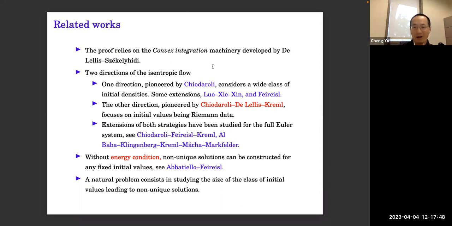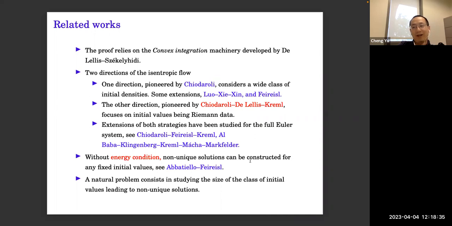Originally, the proof of this kind of problem relies on the convex integration tool developed by De Lellis and Székelyhidi. There are several directions for isentropic flows: one pioneered by Chiodaroli, and another pioneered by Chiodaroli, De Lellis, and Kreml. They focus on the initial data being Riemann data, which means it is related to one-dimensional conservation laws. So I will spend another slide to discuss the Chiodaroli–De Lellis paper.